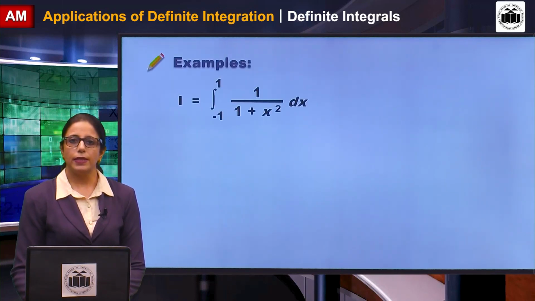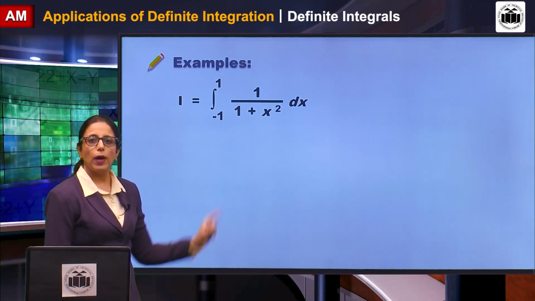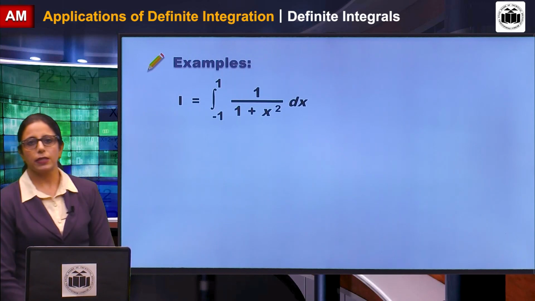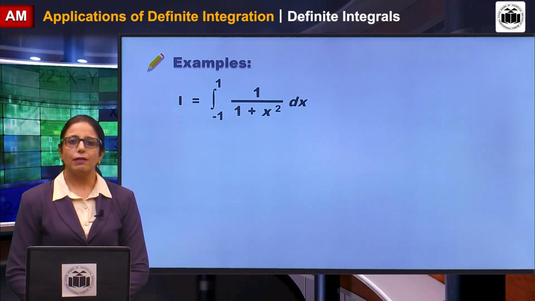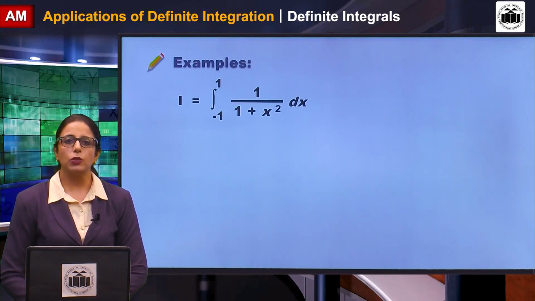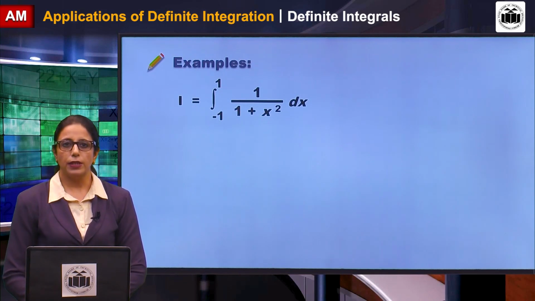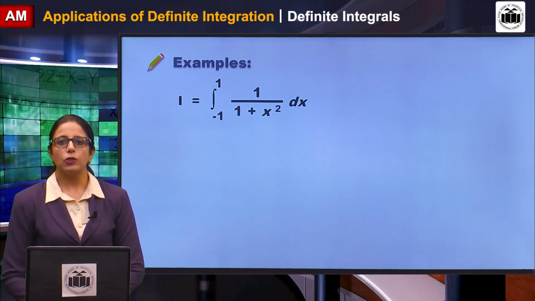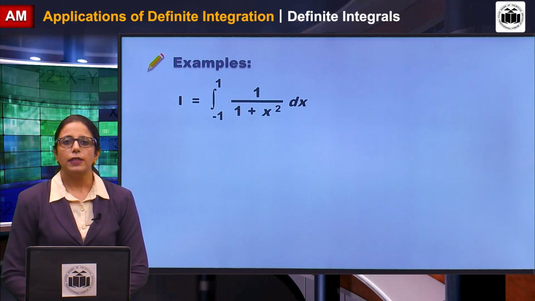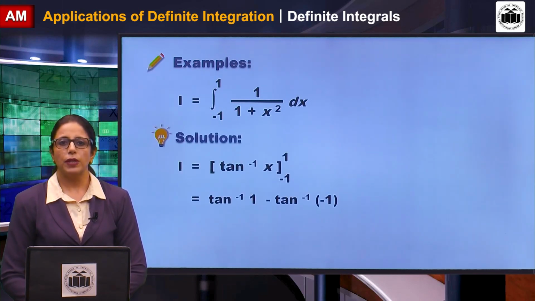Alright, let us see this example. It is integration from minus 1 to 1, 1 by 1 plus x squared dx. Now, actually, this is itself a formula, integration of 1 by 1 plus x squared. It is a formula that you will have used in indefinite integration. 1 by 1 plus x squared is integrated as tan inverse x. So, you can see here.